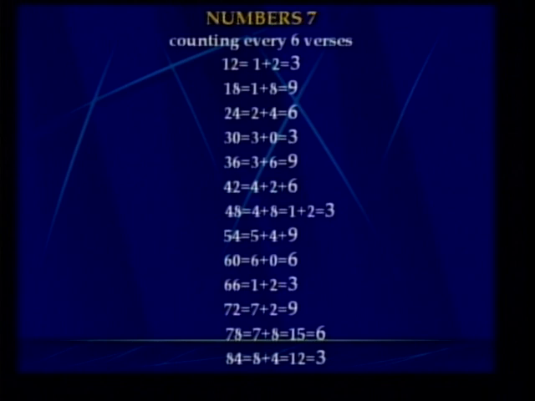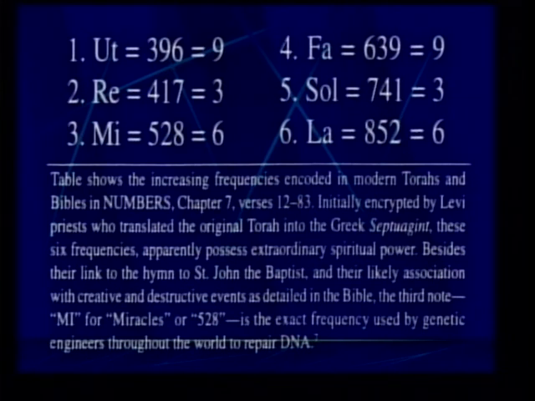It's there, okay? So if you take verse 12 and you go 1 plus 2 is what? 3, right? Verse 18, 1 plus 8 is what? 9. Verse 24, 2 plus 4 is what? 6. What do you get? 396. Isn't that exactly the frequency of ut?